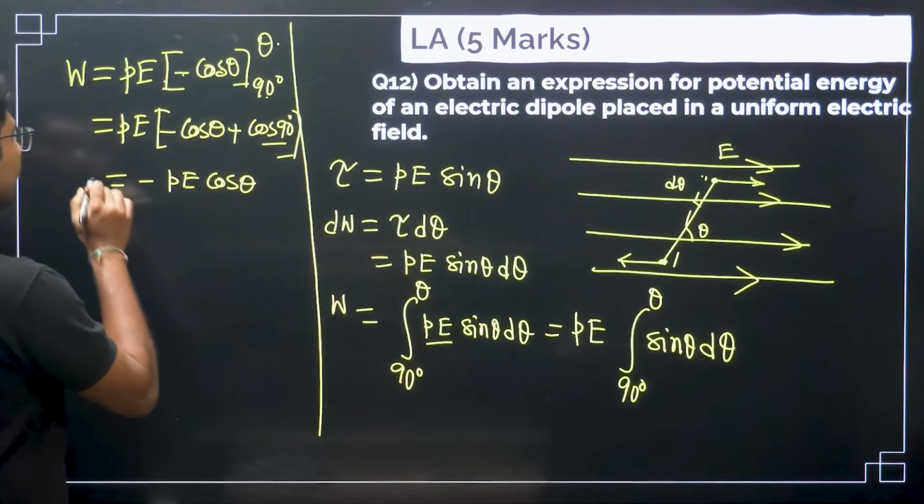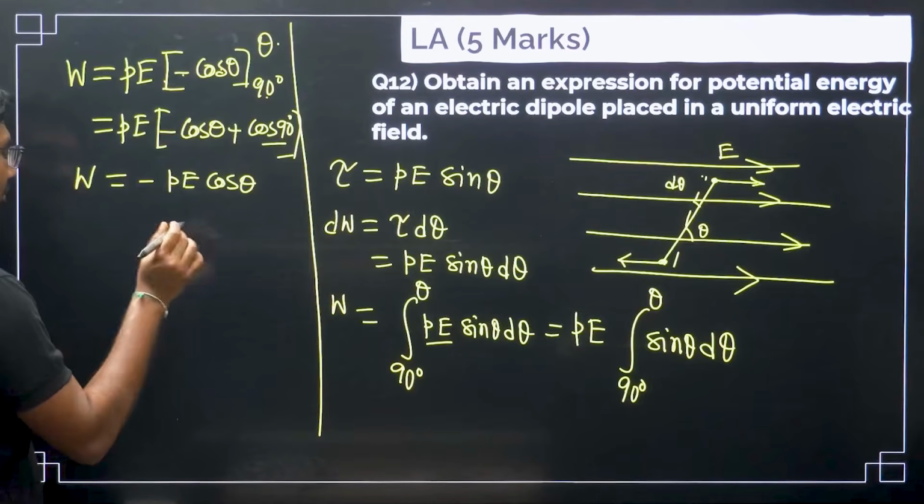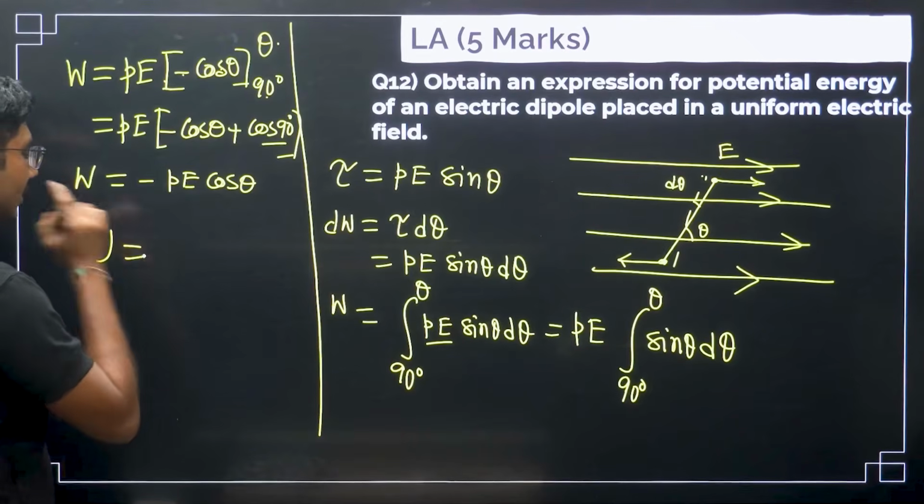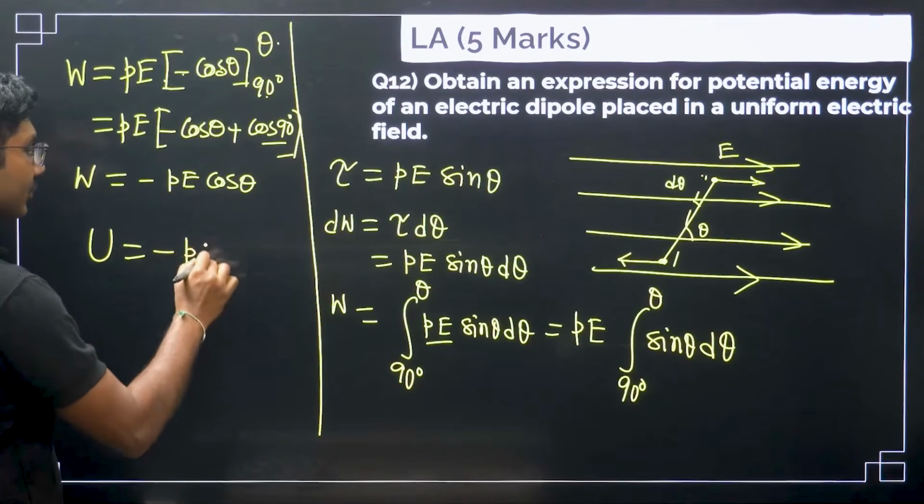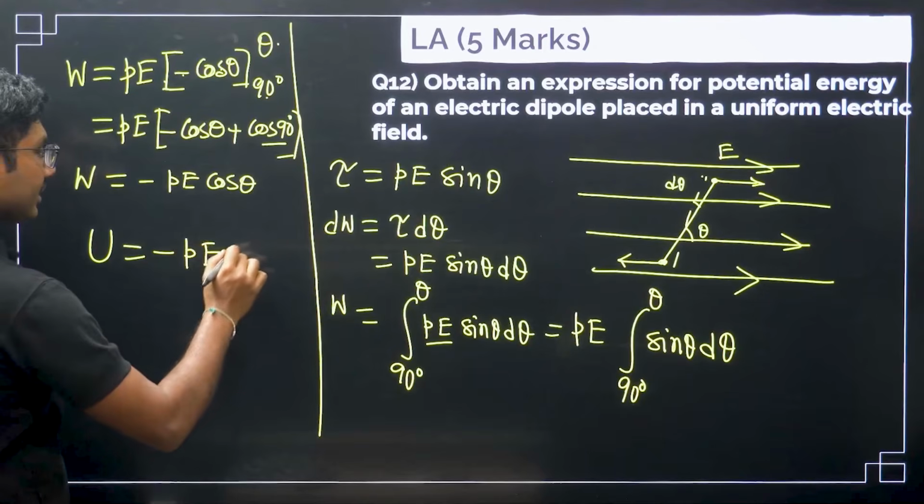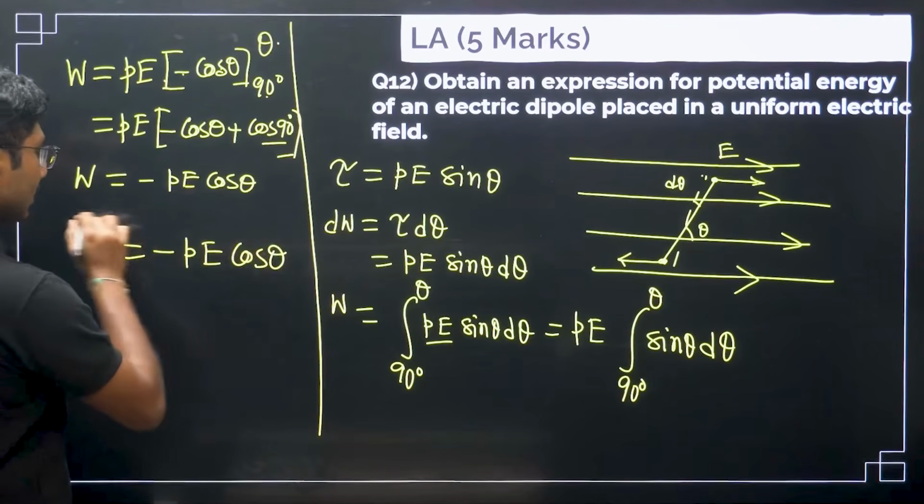So PE cos theta is the work done. Now by the definition of potential energy, this much work done will be stored as potential energy. So potential energy is minus PE cos theta.